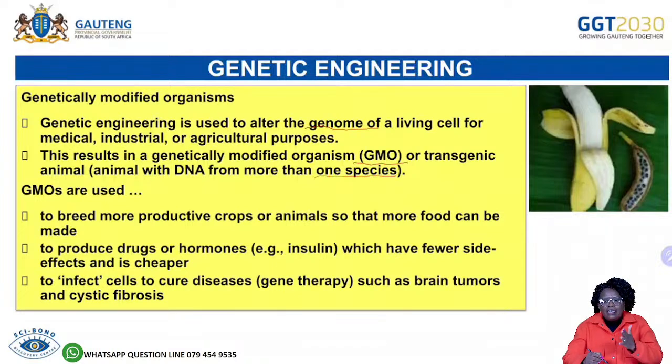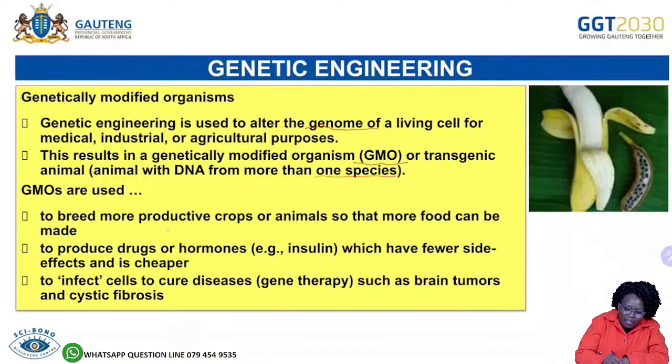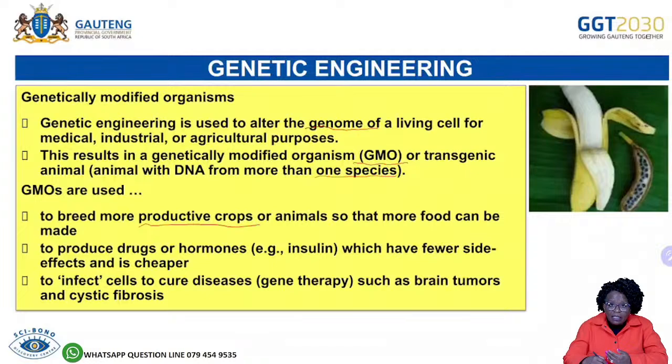You will see that when genetic modification takes place, there will be a gene that is taken from a different organism, and this gene is inserted into one species. And at the end of the day, this is going to influence how this transgenic organism is going to react, so that whatever is desired by the scientists who are in charge of the engineering story, they get as an outcome. GMOs, or genetically modified organisms, are used to breed more productive crops or animals so that more food can be made.